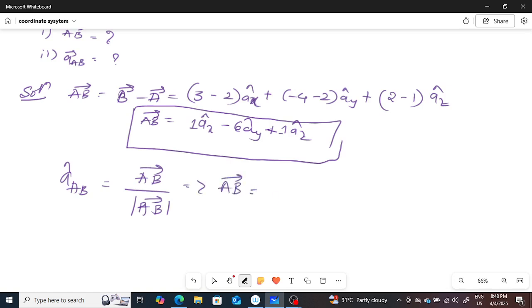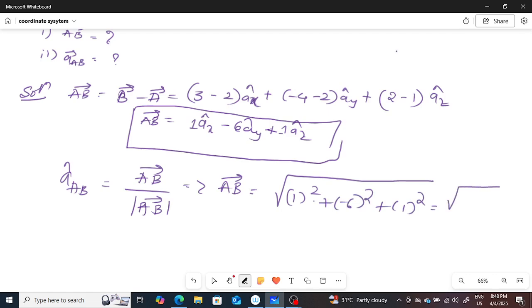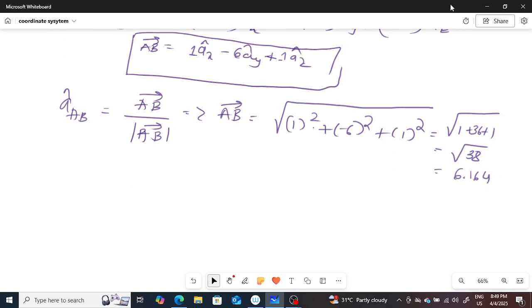That is the square root of 1 squared plus (-6) squared plus 1 squared, which is the square root of 1 plus 36 plus 1, that is nothing but 38. The square root of 38 is 6.164. So this is the magnitude.